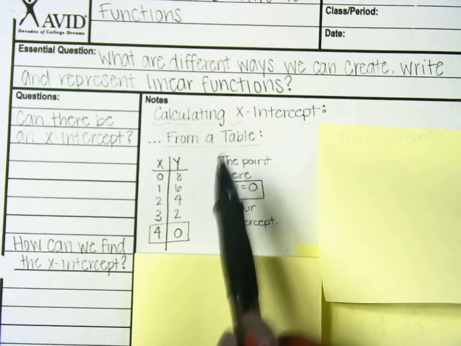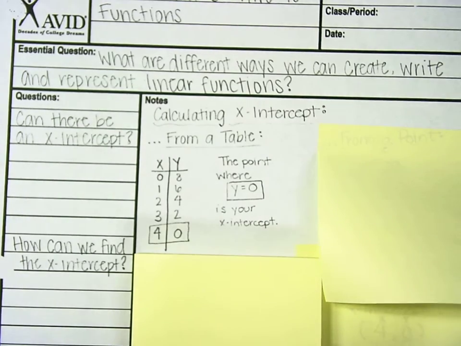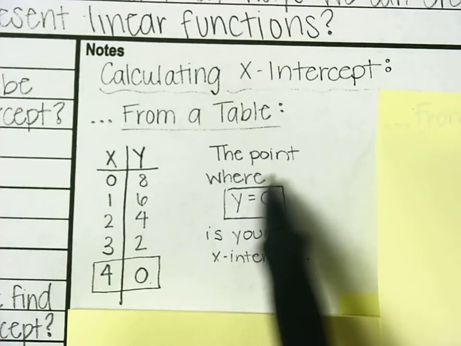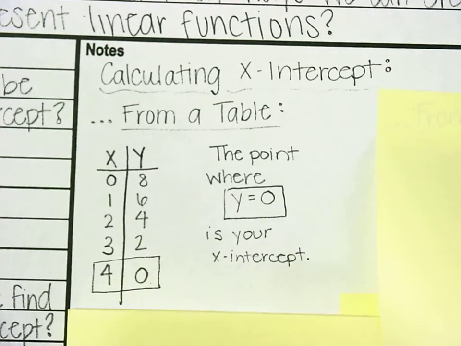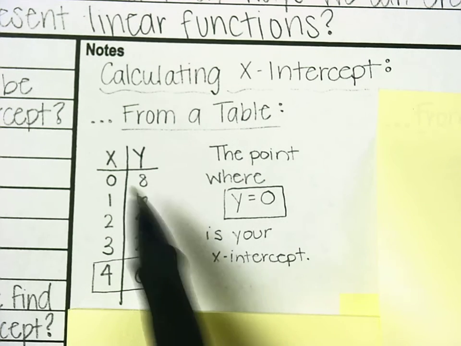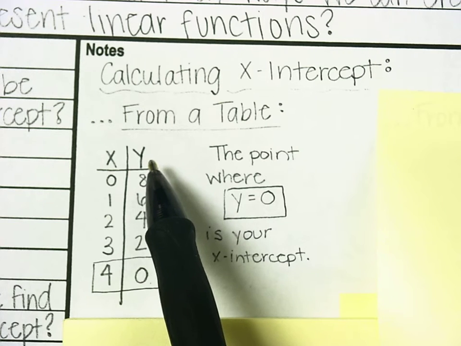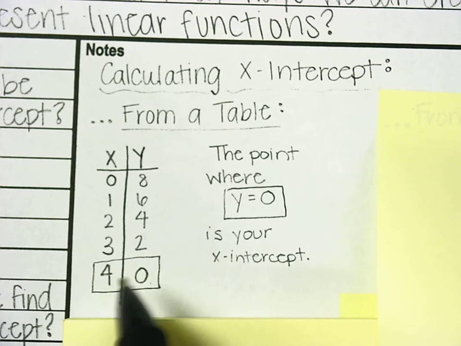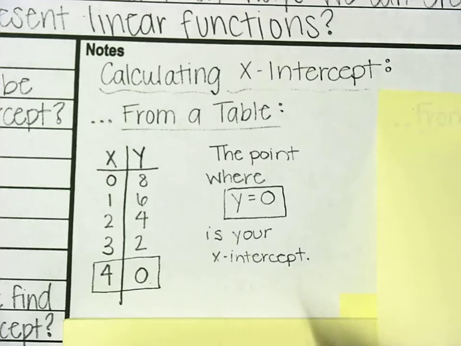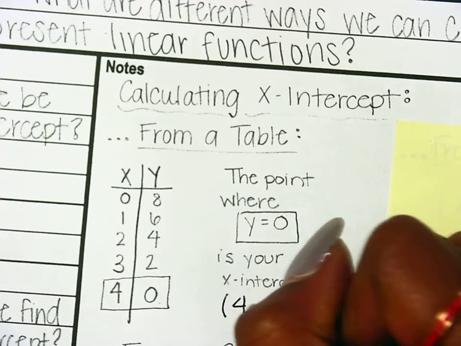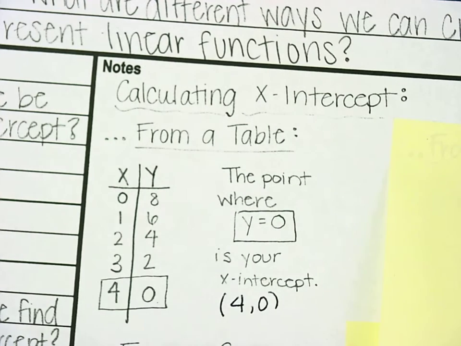Well, here we have a table, and it's very similar to when we looked at finding our y-intercept, except now we are looking for the point where y is equal to 0. That is your x-intercept. So on your table, you are not looking at the x column, you are looking for the point where y is equal to 0. So going down my table, y is equal to 0 here. So my x-intercept on this problem is 4, 0.